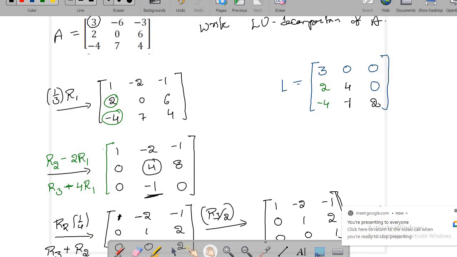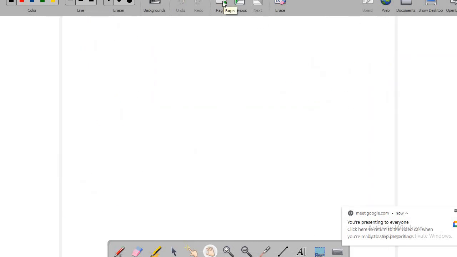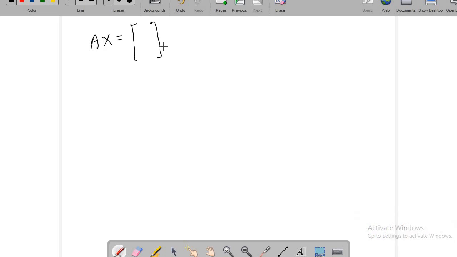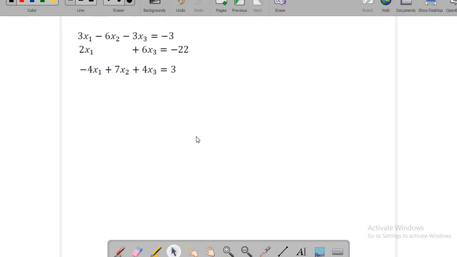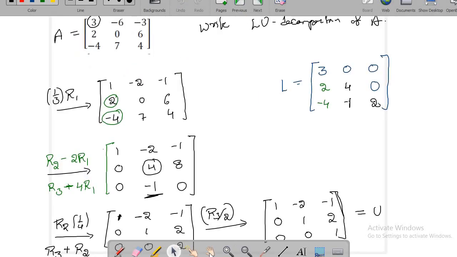Next, let us see how to solve a linear system with the help of LU decomposition. Now let's assume that you are given a linear system, A x equal to, let me take b here. This is the linear system you are given. Now they are asking us to solve it using LU decomposition. You know how to solve it directly, but we'd like to use LU decomposition. And the matrix A is nothing but this, whatever we have taken earlier.